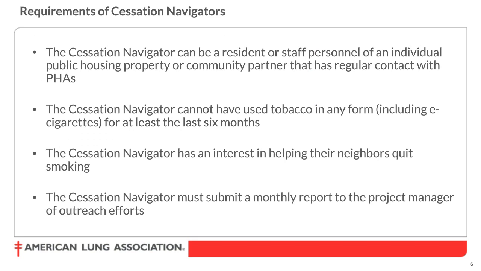Here are some requirements of a Cessation Navigator. The Cessation Navigator can be a resident or staff personnel of an individual public housing property or community partner that has regular contact with PHAs. The Cessation Navigator cannot have used tobacco in any form, to include e-cigarettes, for the last 6 months. The Cessation Navigator has an interest in helping their neighbors quit smoking, and must submit a monthly report to the project manager of outreach efforts.